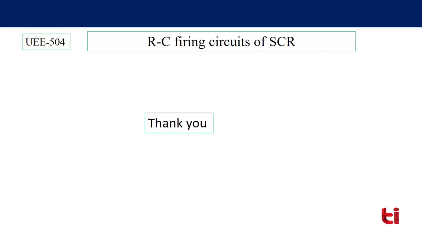In the next class we will see the UJT firing circuit. In the R firing circuit we have seen that we can control only up to 90°, but not more than that. In the RC firing circuit we can control more than 90°, but it is a slow process. So we will discuss the UJT firing circuit, which is faster than these R and RC firing circuits. Some more merits of the UJT firing circuit we will discuss in the next class. Thank you.